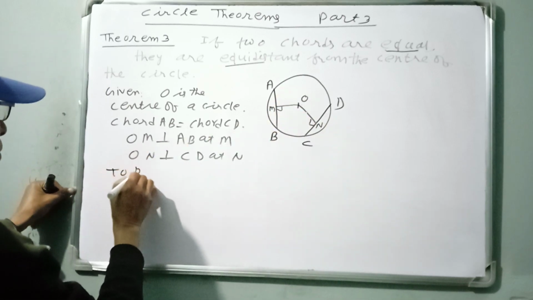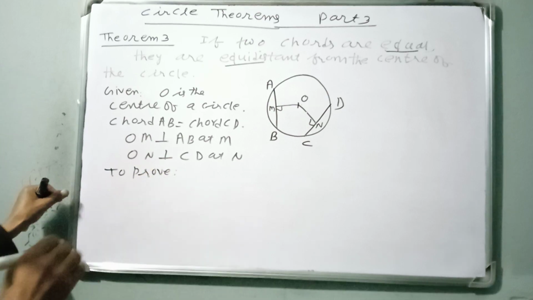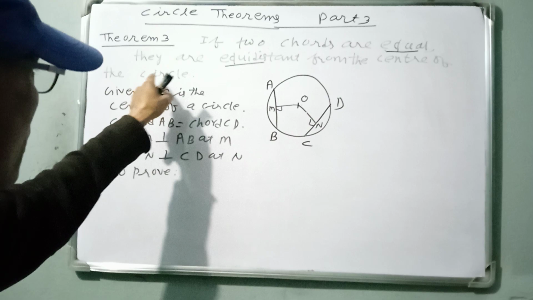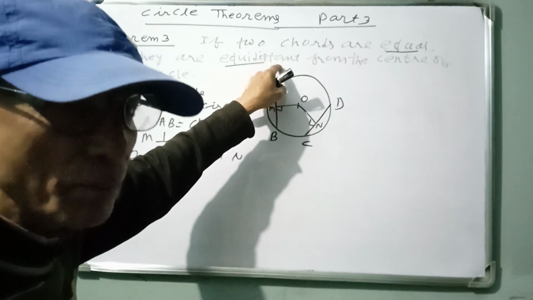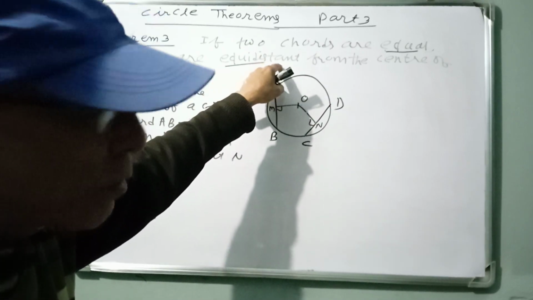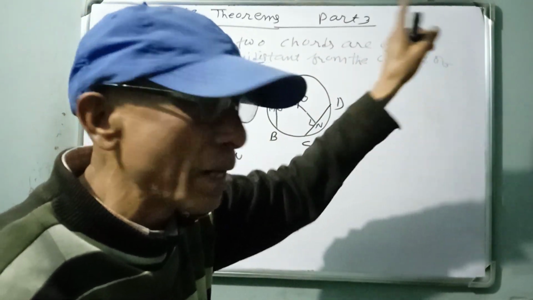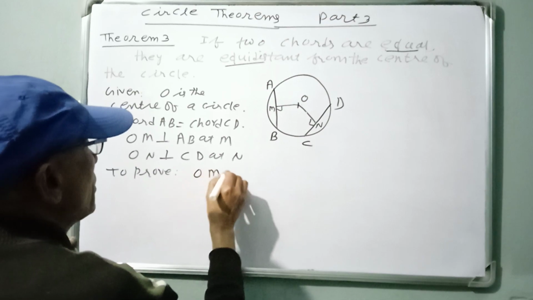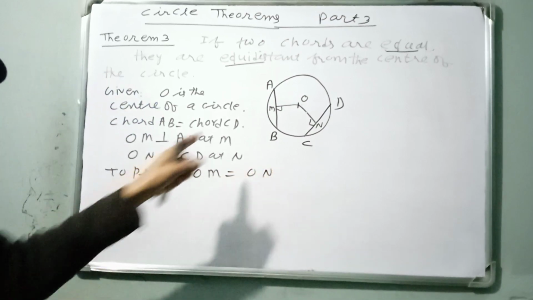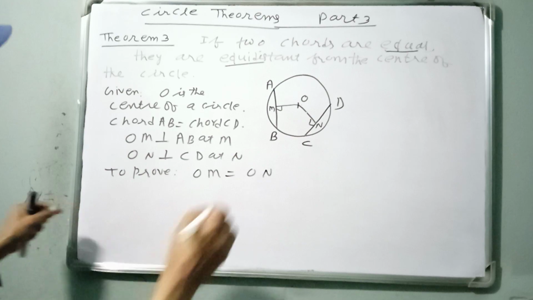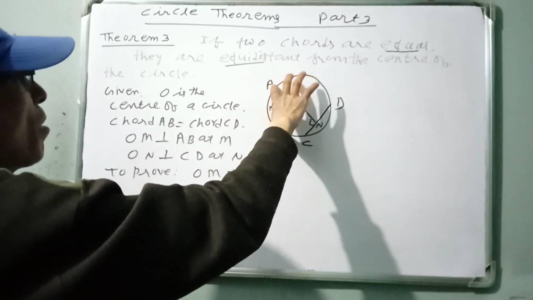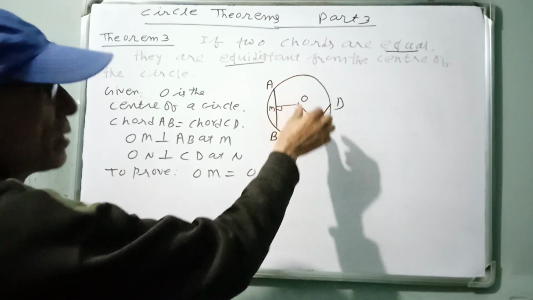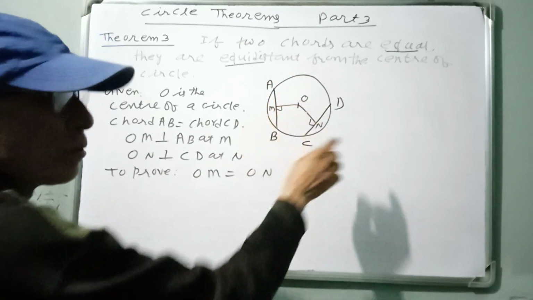To prove: two chords are equal, given. Which are equal then? They are equidistant, meaning equal in distance. Which are equal? Perpendiculars are equal. Distances are equal. It means OM equals ON. Given chord AB is equal to chord CD. To prove their distances OM and ON are equal.